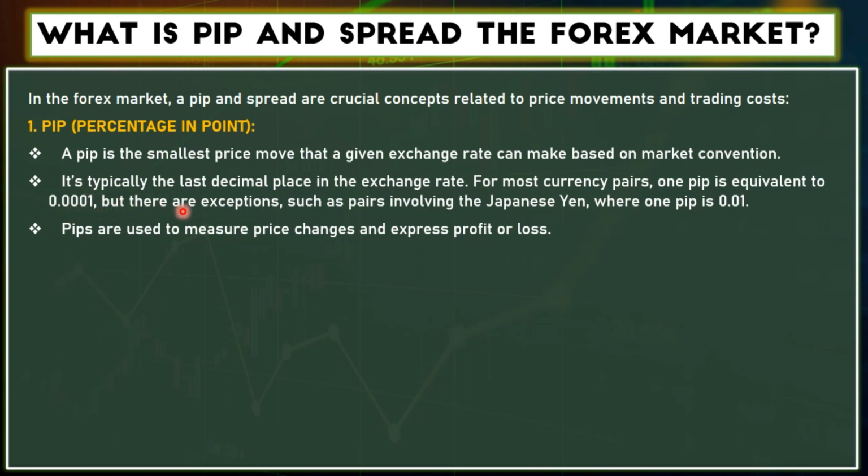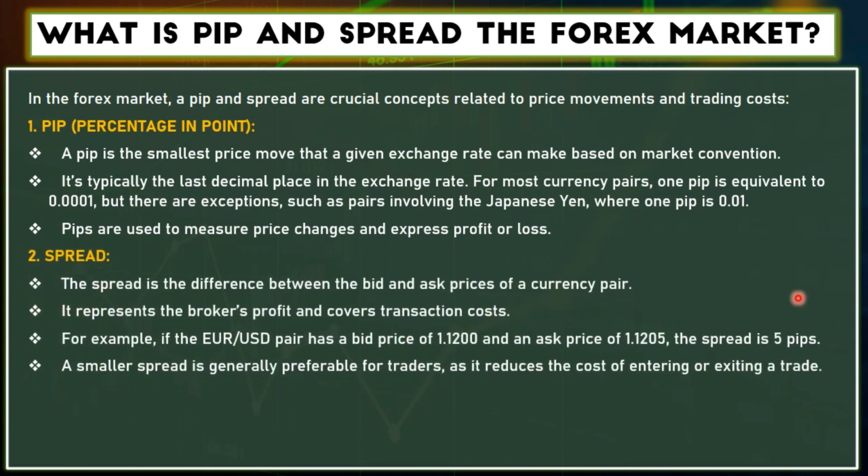But there are exceptions, such as pairs involving the Japanese yen, where one pip is 0.01. This does not have up to 4 decimal places. Pips are used to measure price change and express profit or loss. Maybe the market can go against your decision or in your favor, and that additional price is what we call the pip.